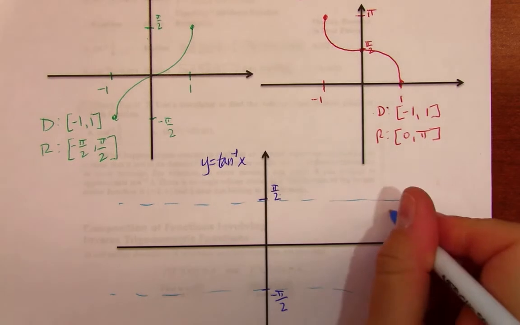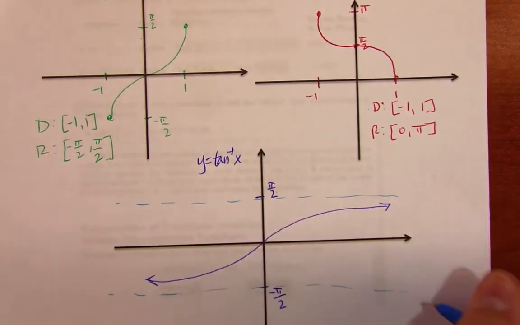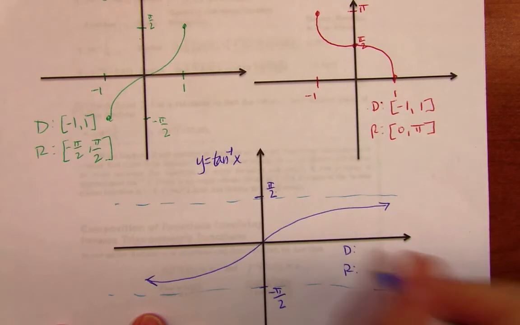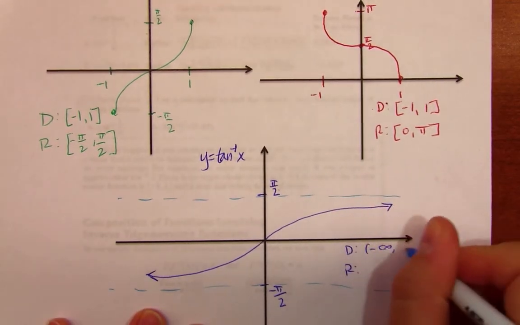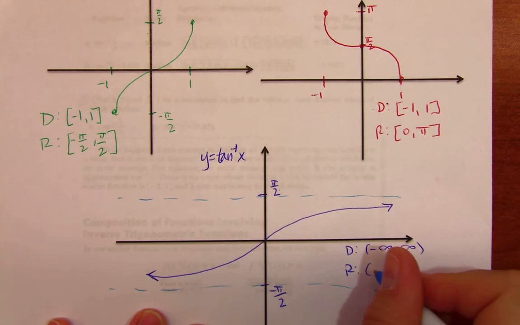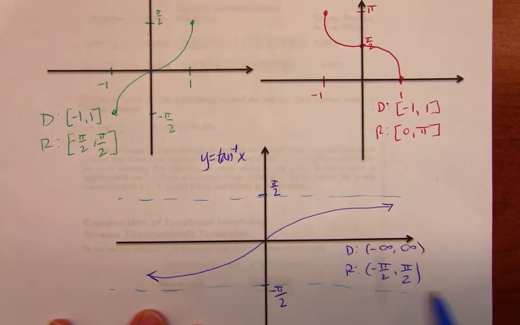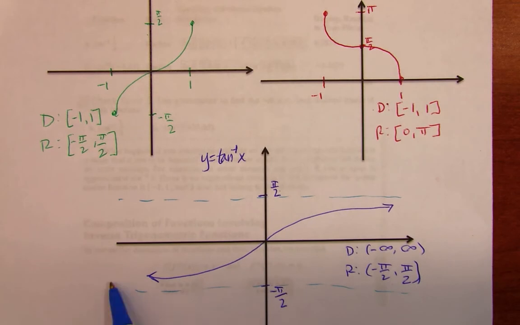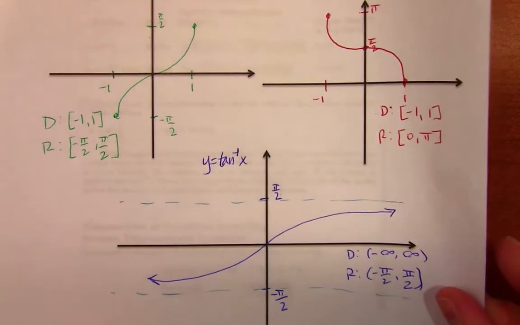And this is the shape of our graph. And then our domain and our range, we have negative infinity to positive infinity and negative pi over 2 to positive pi over 2. And again, we're using parentheses here because there's asymptotes there. They're not included. Our domain is all real numbers here. So that's a good summary of everything that we have gone over in this section so far.